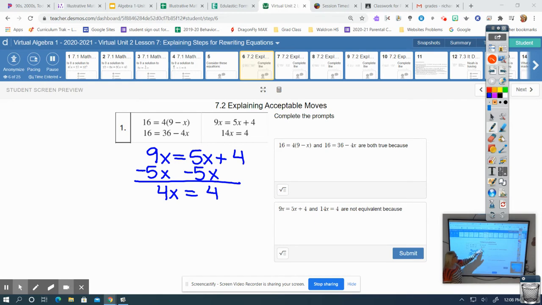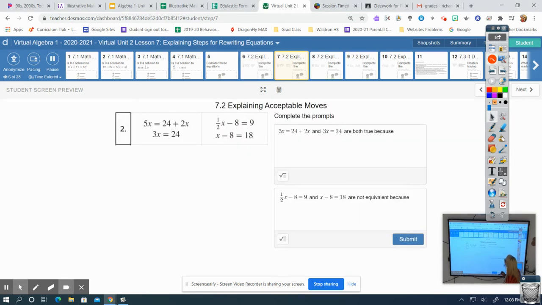What they tried to do was say, oh, well, 9x and 5x make 14x. If they were on the same side of the equal sign, we could do that, but they're not, so you can't. So they're not equivalent because they didn't combine terms correctly.